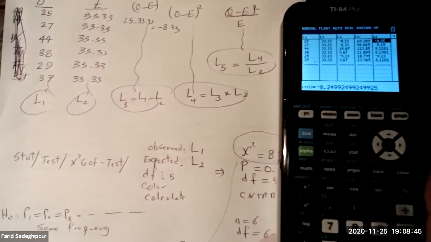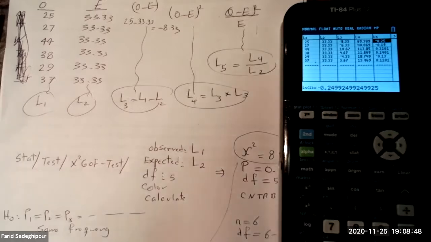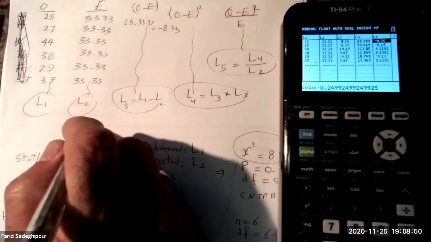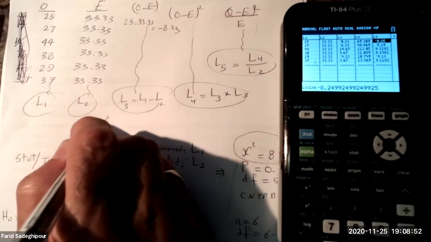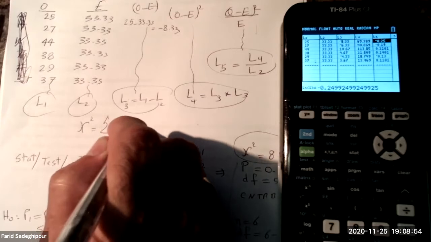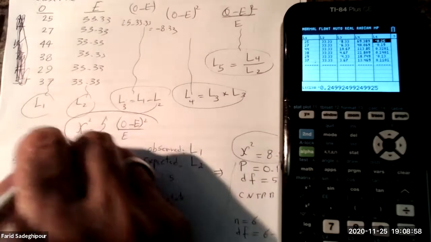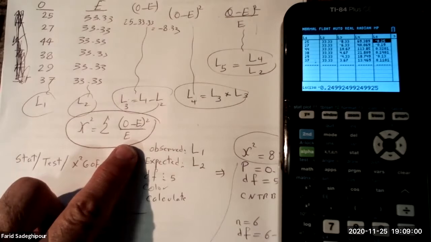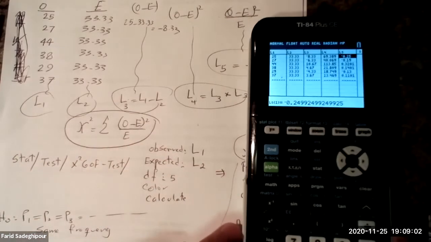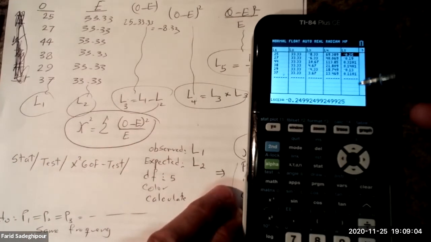And remember, the formula is X2 is the sum of (O minus E) to the power of 2 divided by E. This is what we need. This is a statistic. That means you have to find all the numbers in L5. You have to add all these numbers together.